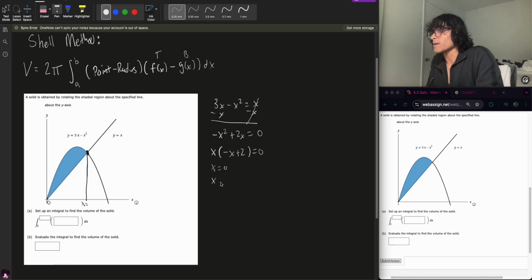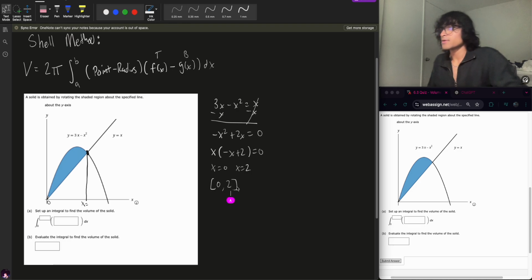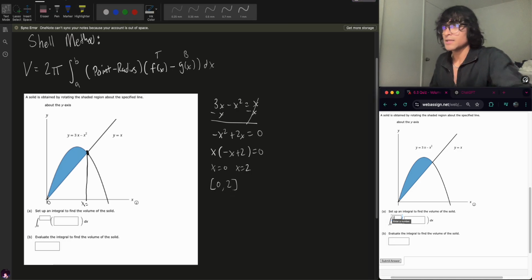To find our upper bound, we do negative x plus 2 equals 0, minus 2 on each side. You have negative x equals negative 2. Divide the negative on each side, and at the end of all that, you should get x equals 2. So your bounds are going to be from 0 to 2. So we're going to put that here.